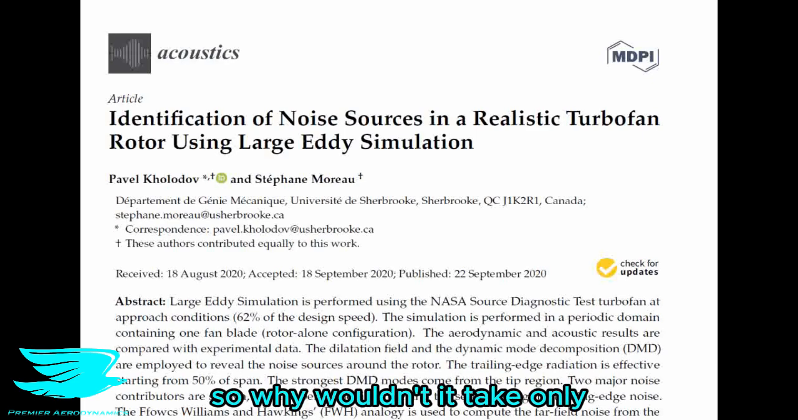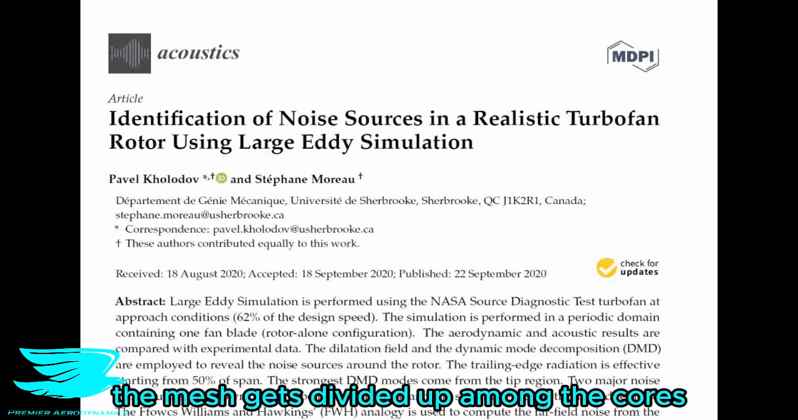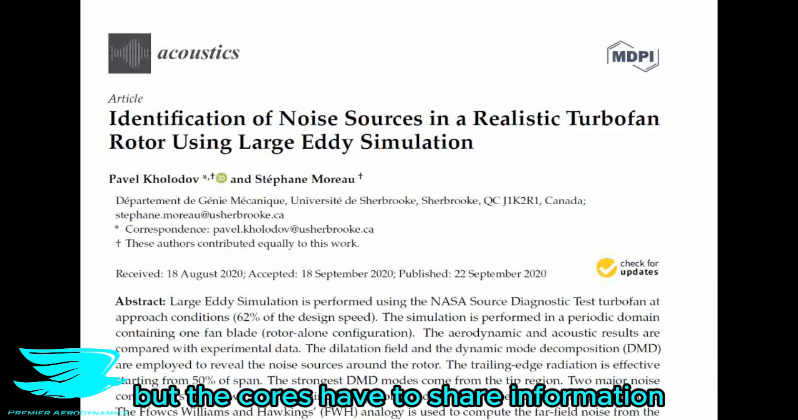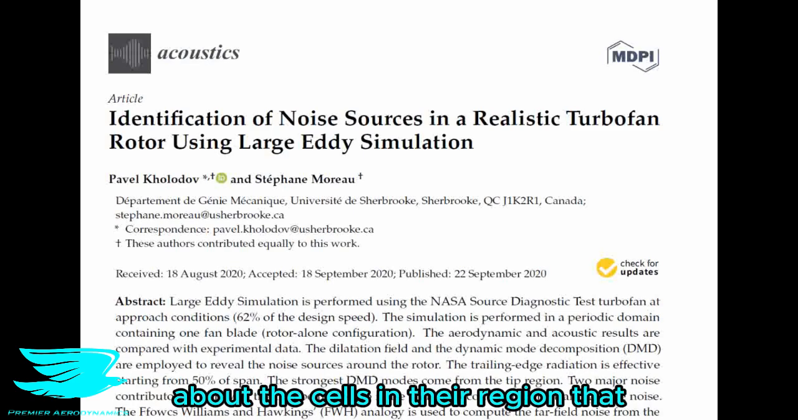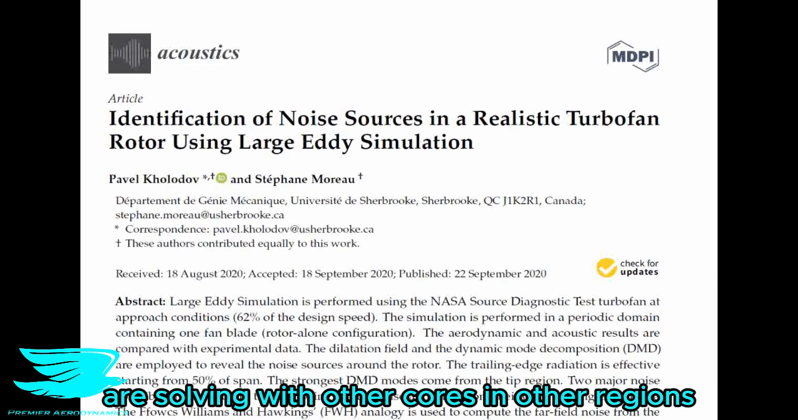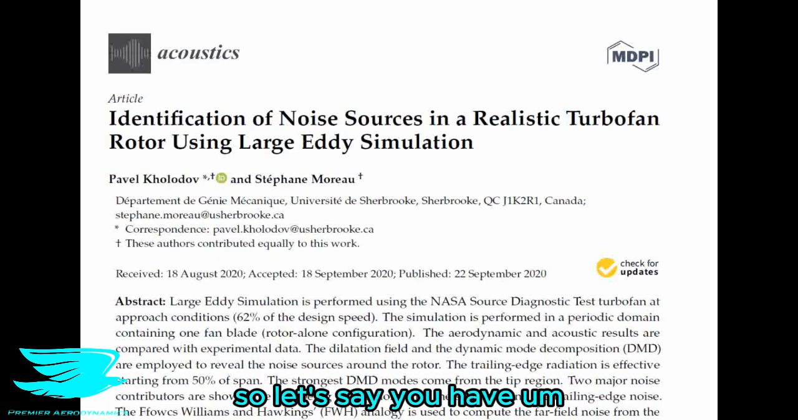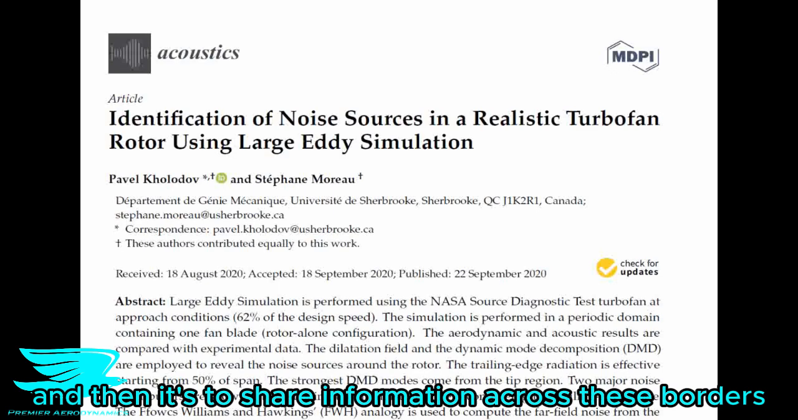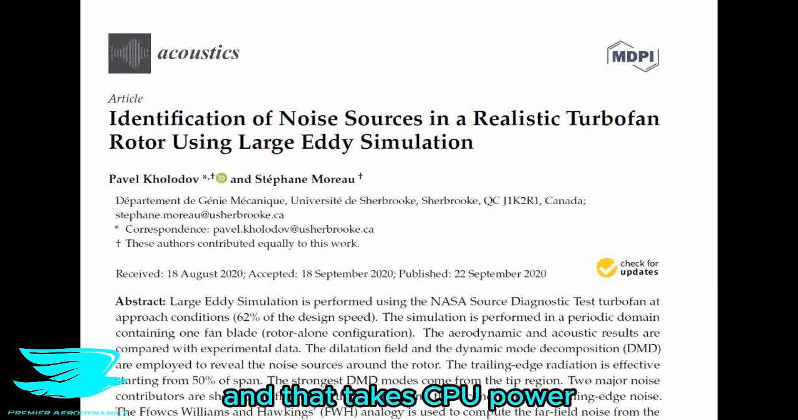So you're using 10 times the number of cores. So why wouldn't it take only 1/10 of the time, i.e. 3 days? The reason is because the mesh gets divided up among the cores. But the cores have to share information about the cells in their region that they're solving with other cores in other regions. So let's say you have your regular domain, and you've split it up into 10 regions. Each core takes one of those little regions, and then it has to share information across these borders to be able to solve those other regions. And that takes CPU power.